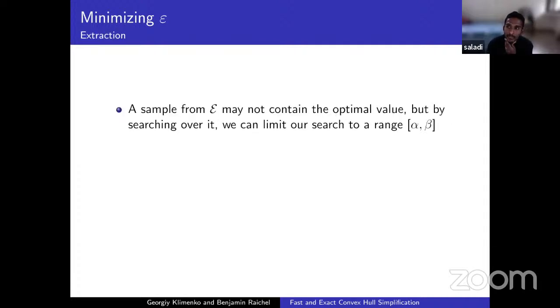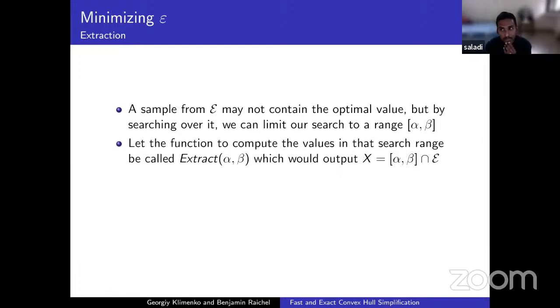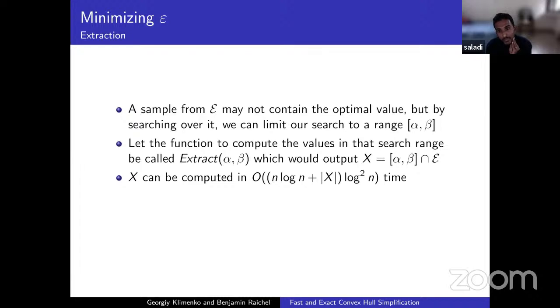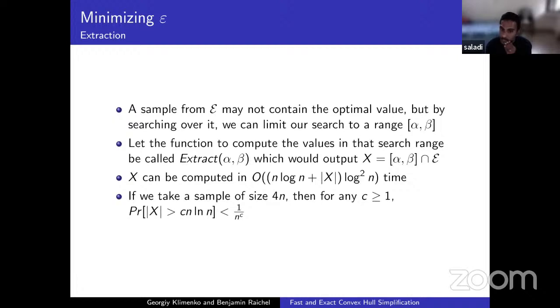If we sample from the set of epsilon values, we may miss the true answer, but we can limit our search range. So if we solve the problem in a sample, we get a range of possible epsilon values. I will not go into details, but we can compute the list of those values, and the running time depends on the number of values we extract. And if our sample size is 4n, then the probability that the size of the list will exceed order of n log n is very small.